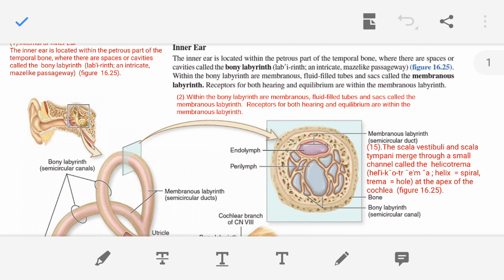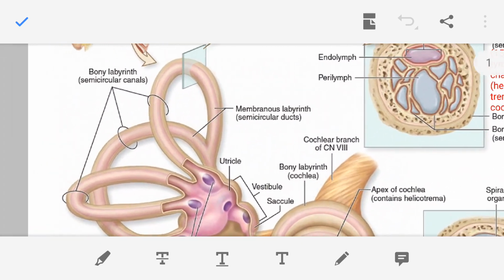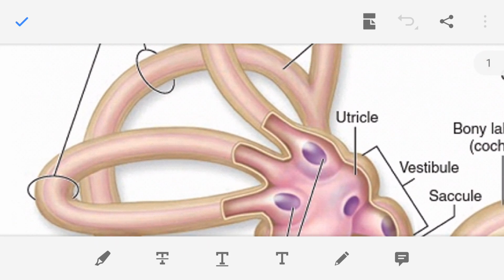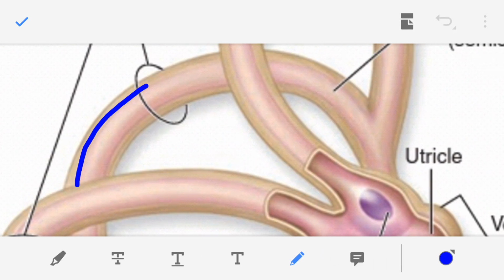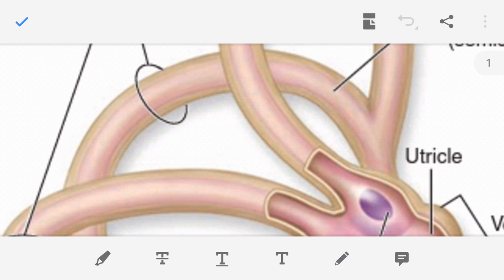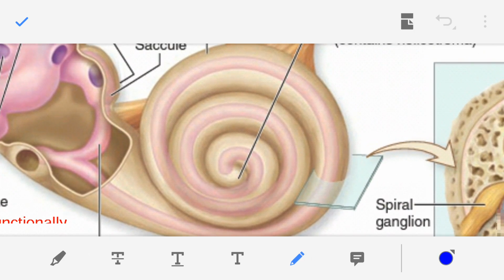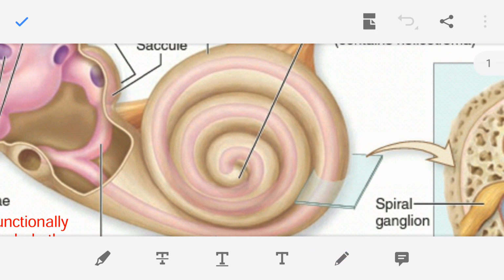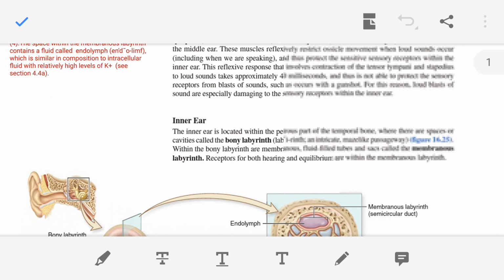Let me show you once again. For example, these are the three semicircular canals. This pink color portion is the membranous labyrinth. In the cochlea also, this pink color portion is the membranous labyrinth.